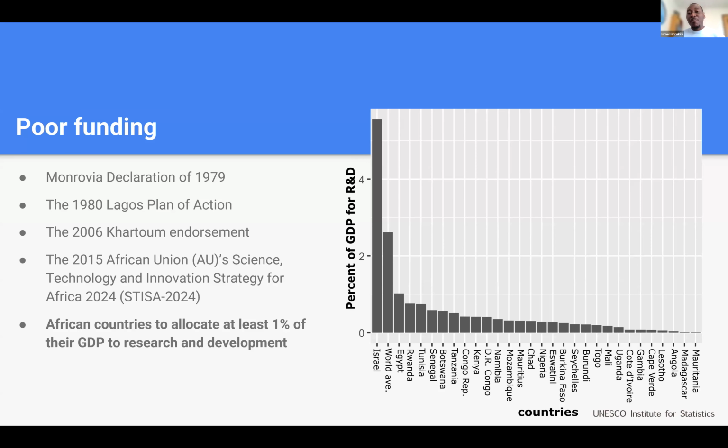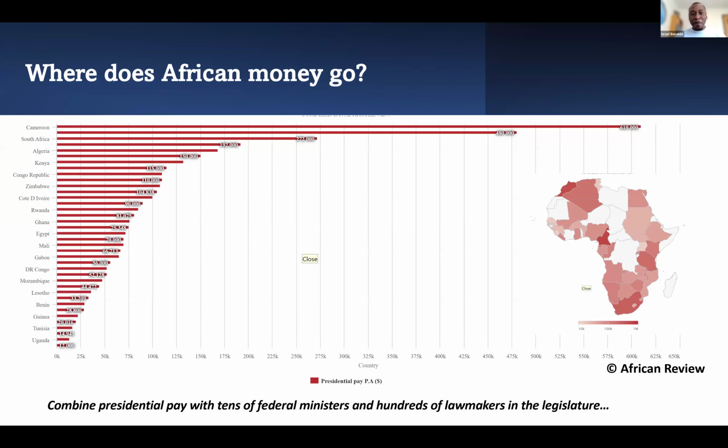This is a major, major problem, and it's a fundamental problem upon which other problems for research and development in Africa build. And then you might ask yourself the question, because there's so much natural resources, so much money, GDP being generated on the continent, where does African money go? This is a question I myself as an African ask myself all the time. And you can look at here, you see at least one area that stood out to me of where African money goes is paying African politicians.